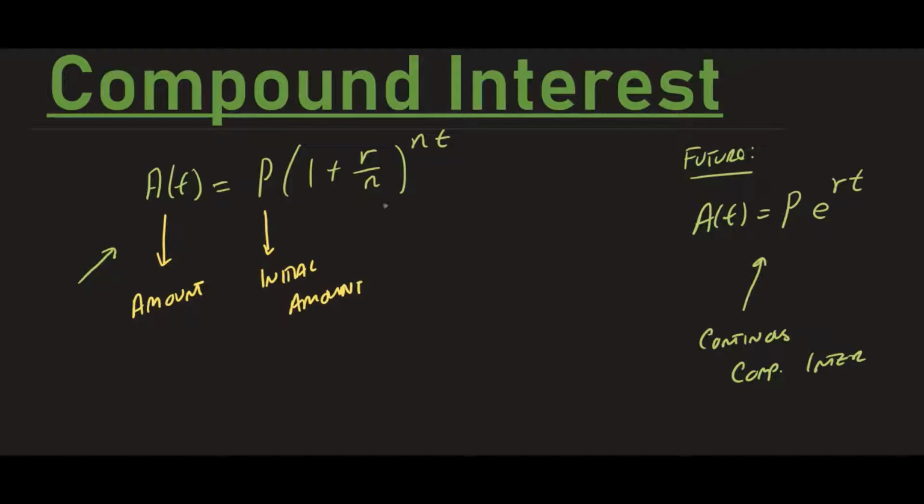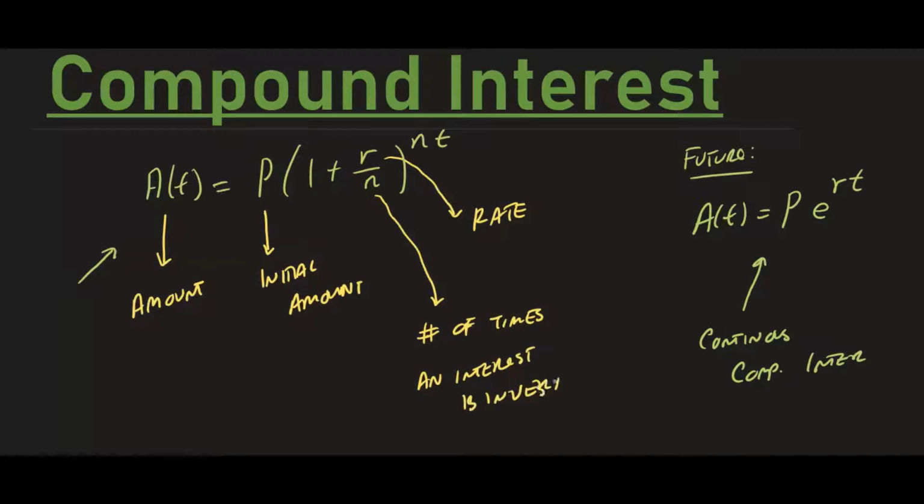And then r is going to be the rate. At what rate are you going to invest? And then n is representing how many times we are investing this amount per year. So n is the number of times an interest is invested. So that's n, and then t, of course, represents time.